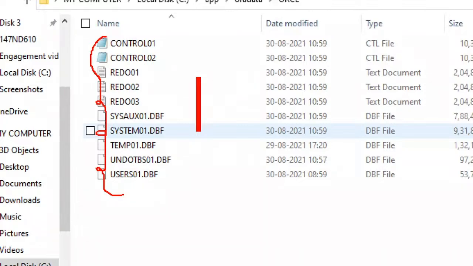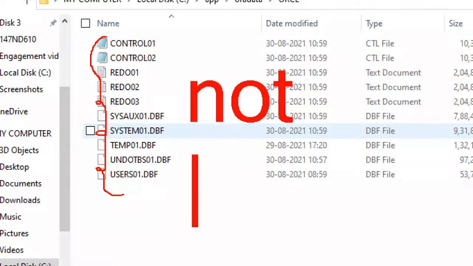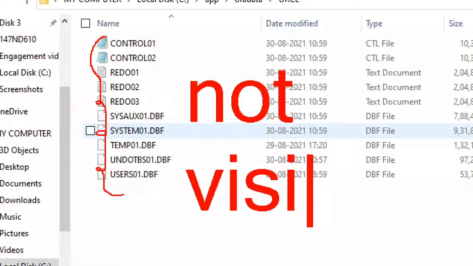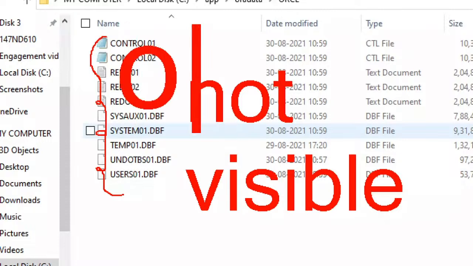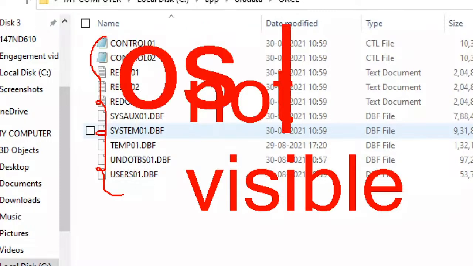But unfortunately, Z is the table I'm giving. Is that table visible in the operating system or not visible? Very good, not visible. You are observing that it is not visible. That's why a structure which is not visible in the operating system, the OS, is called a logical structure.